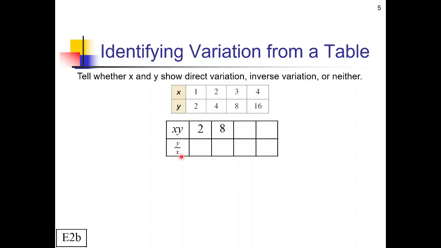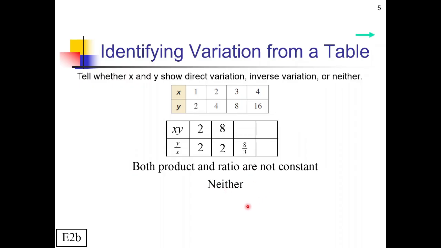Let's see if it's direct variation. 2 over 1 is 2. 4 over 2 is 2, and you're thinking, okay, this might be direct variation, but you have to keep going, right? Because we could just have a coincidence with just two numbers there. 8 over 3 is not 2. It's still 8 over 3. So that pattern is broken, and it turns out we don't have a constant product or ratio. They are both not constant. Therefore, this is neither direct nor inverse variation.